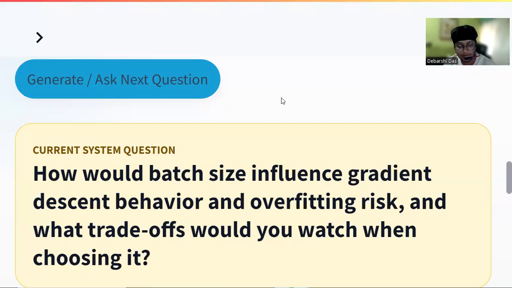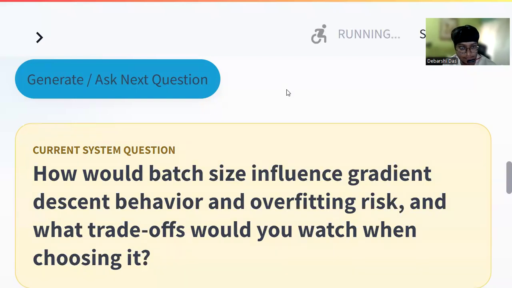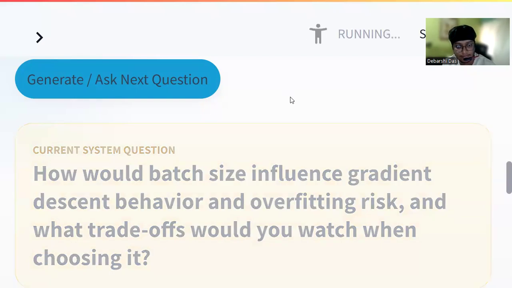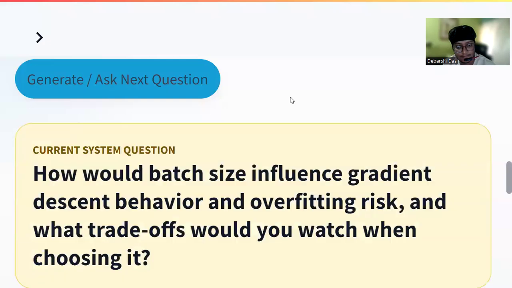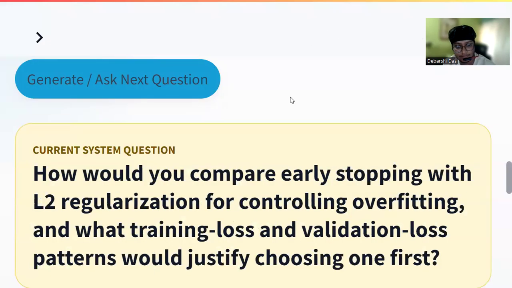Okay, great. Let's get to the next one. How would you compare early stopping with L2 regularization for controlling overfitting? And what training loss and validation loss patterns would justify choosing one first?